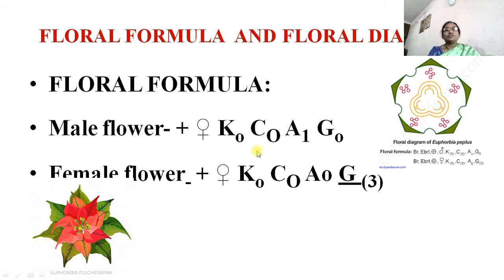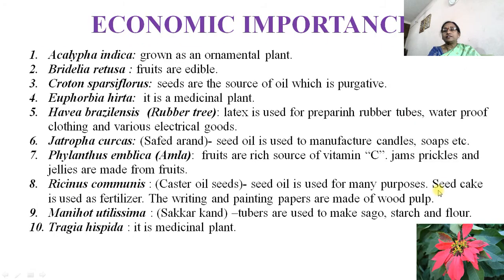Floral formula and floral diagram. For the floral formula, there are two different types of flowers, male flower and female flower. The floral formula for the male flower is actinomorphic, male, and so on. Here, in the male floral formula, calyx is 5, corolla, androecium, and gynoecium are absent. Then the female flower is like this one.